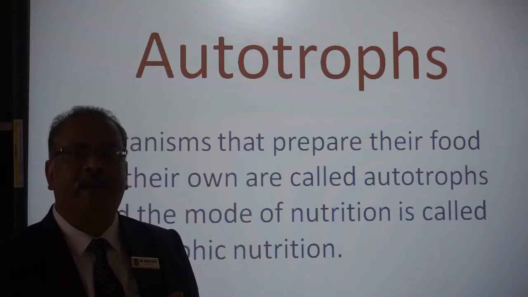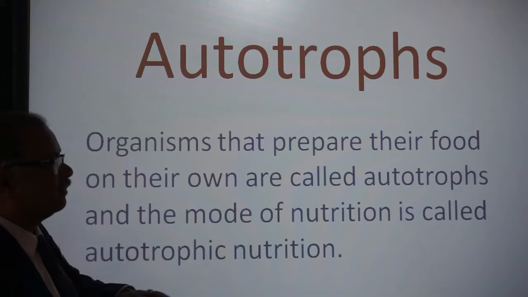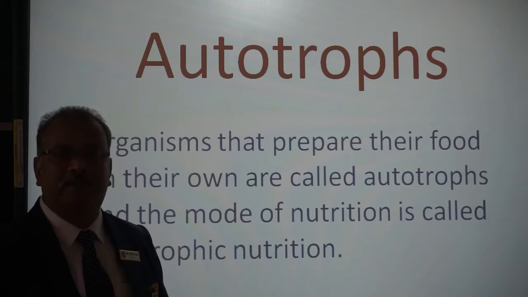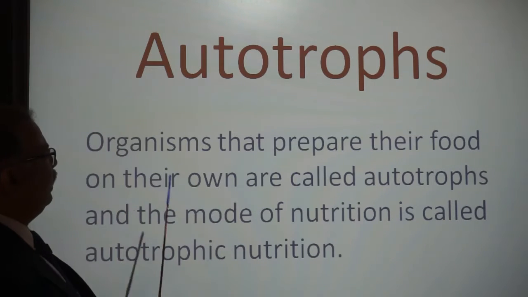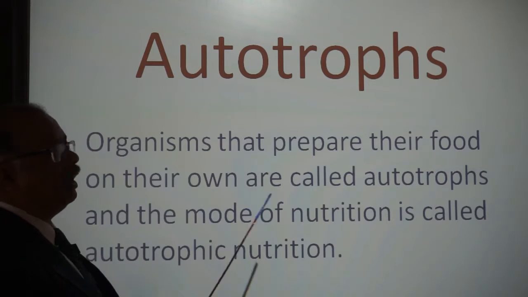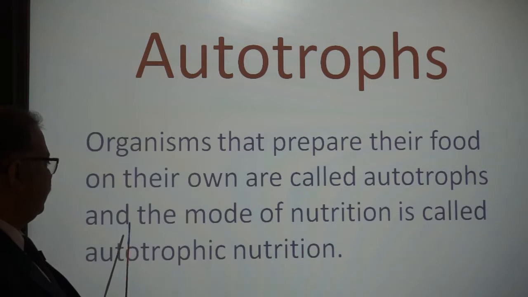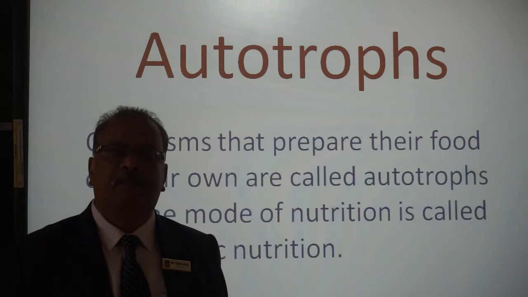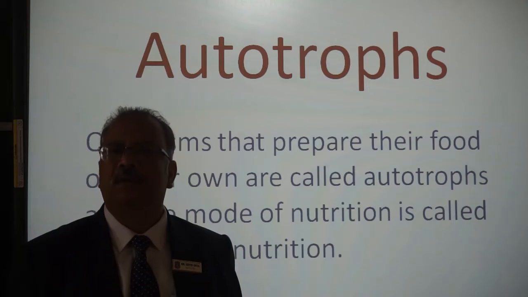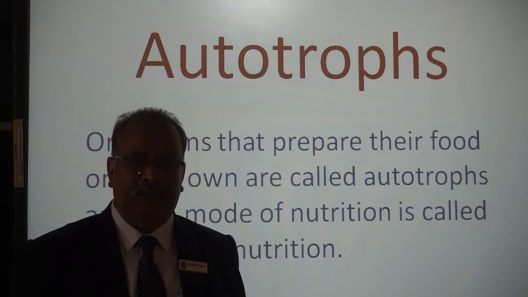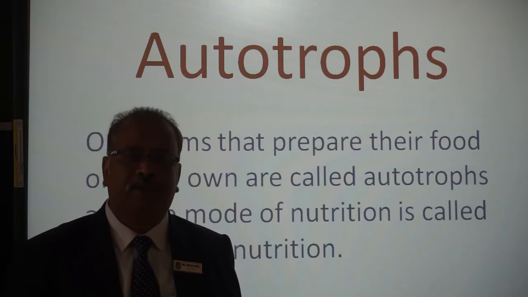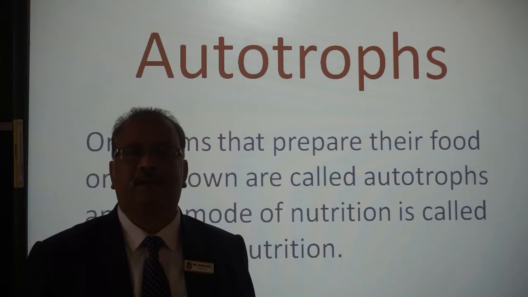And do you know what they are called? They are called autotrophs. Autotrophs are the organisms that prepare their own food. Organisms that prepare their food on their own are called autotrophs. And this type of nutrition is called autotrophic mode of nutrition. Whereas other animals, they have got heterotrophic mode of nutrition and they are called heterotrophs.